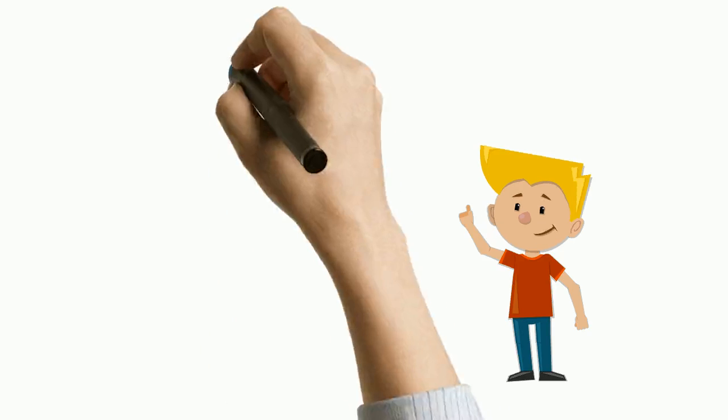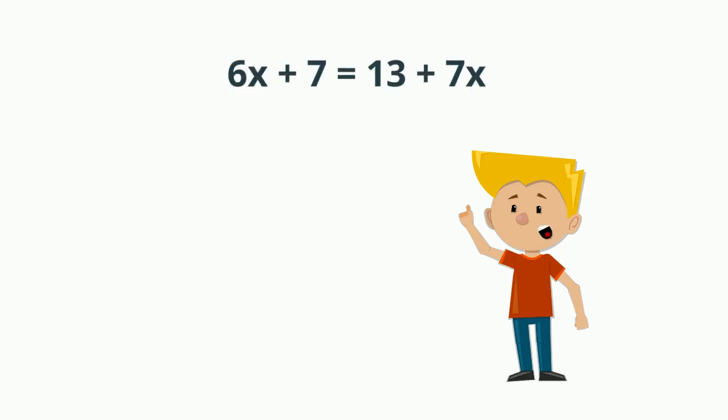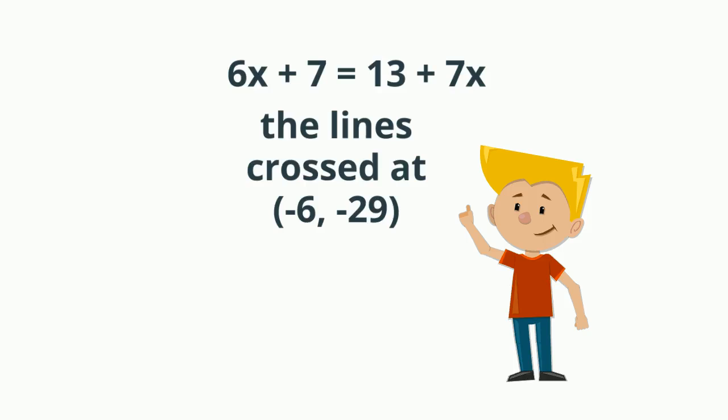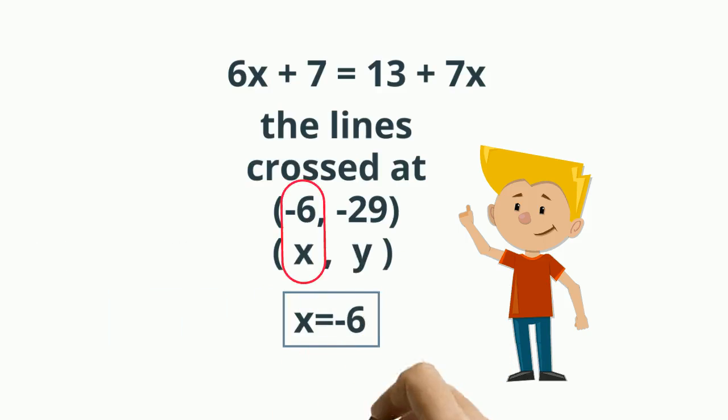So looking back at our equation, 6x plus 7 equals 13 plus 7x, we found that if we graphed these two lines, the lines crossed at -6, -29. And we know that -6 is x, -29 is y. So our answer for x is equal to -6.